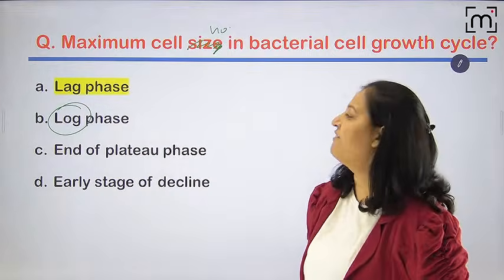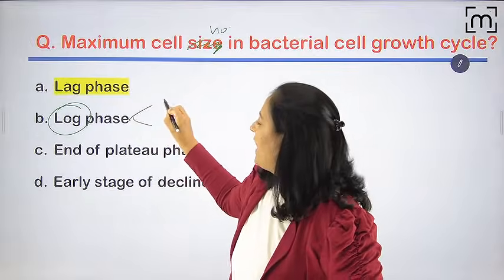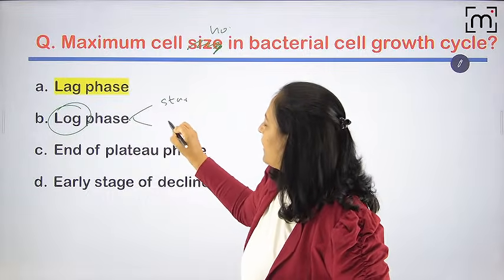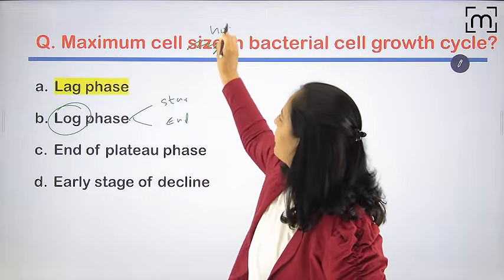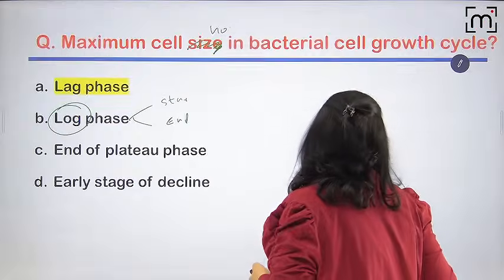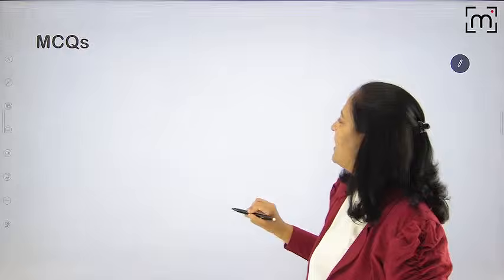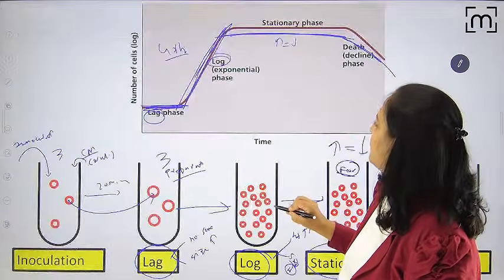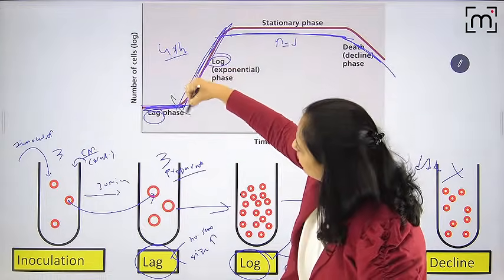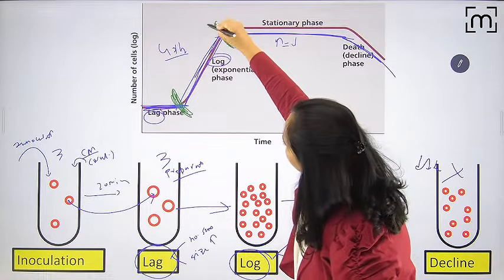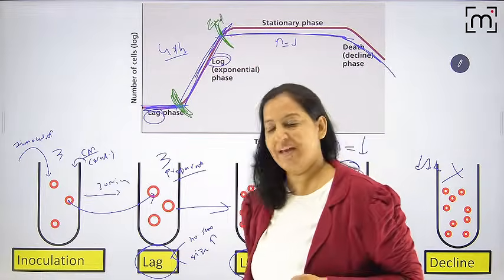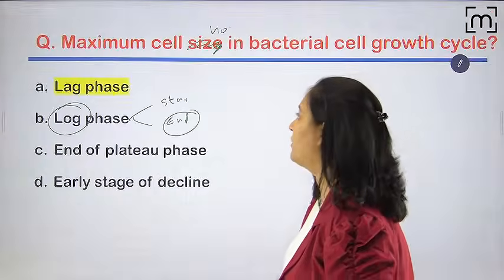Okay, if I give you two options here also, at the start of the log or end of the log, when is maximum number? At the start or at the end? In that case, the answer is at the end of the log. Maximum number is not at the start of the log, but at the end of the log. So this is the answer. These all are your PYQs.